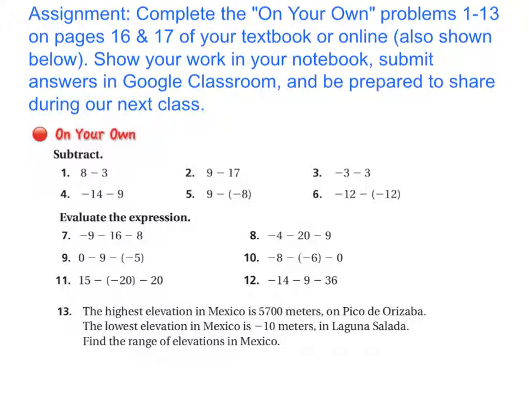Please complete the On Your Own problems 1 through 13 on pages 16 and 17 of your textbook or your online textbook. They are also shown below. Show your work in your notebook and submit your answers in Google Classroom. Please be prepared to show your work during our next class. And as always, if there's something you don't understand, please be prepared with questions for me.